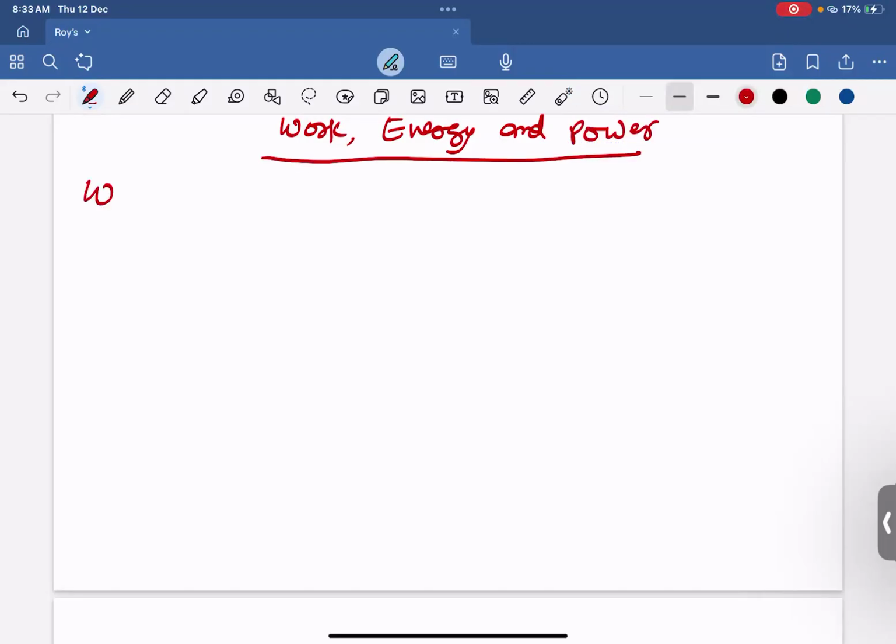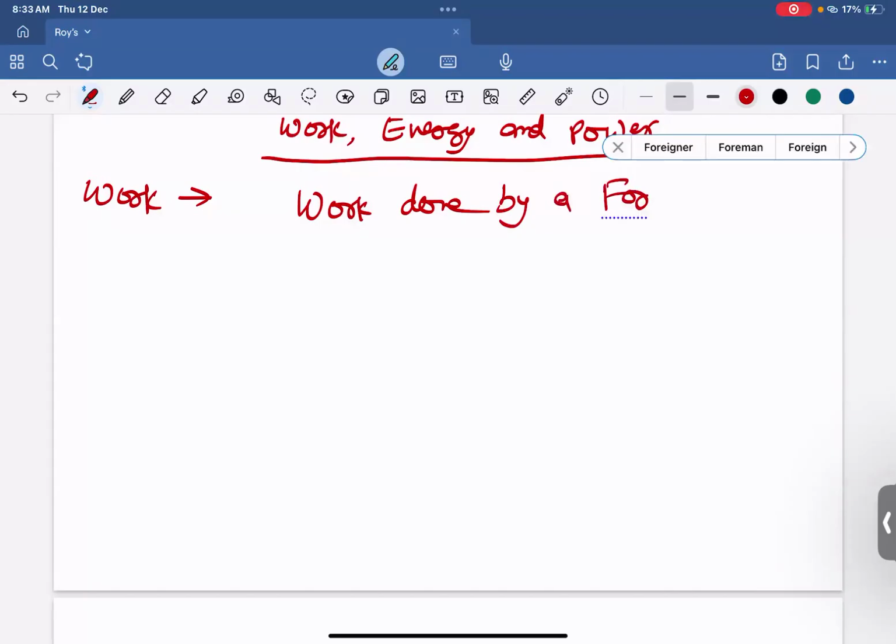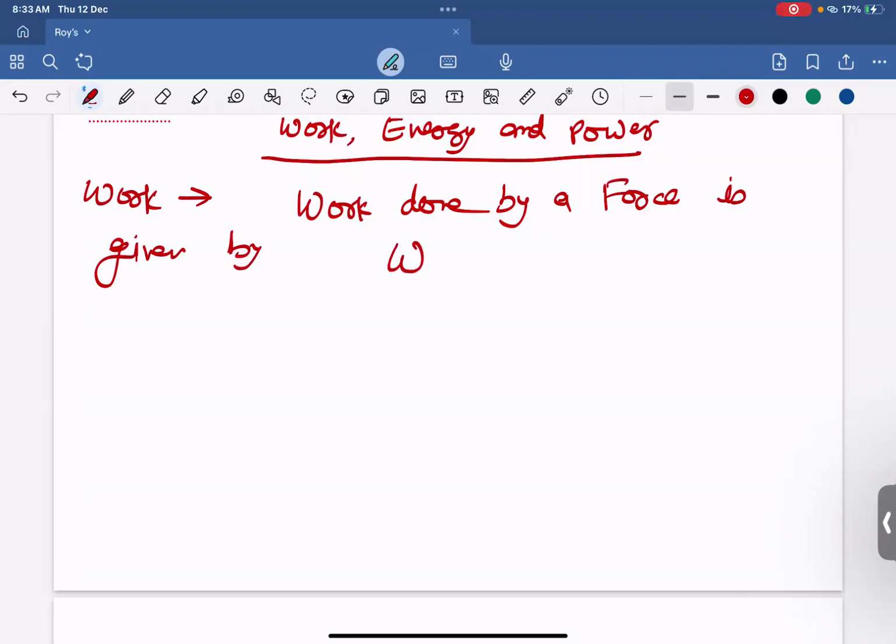Okay, let's first start with work. Work, as we know, when a force acts on a particle and produces some kind of displacement, then we say that work is said to be done. And work done by a force is given by work equals force dot displacement, that we call the dot product.